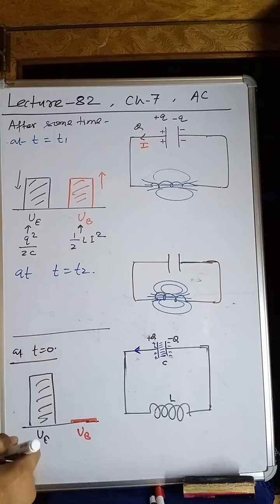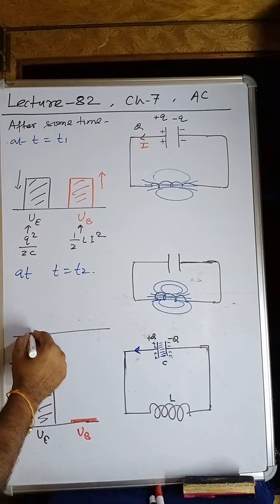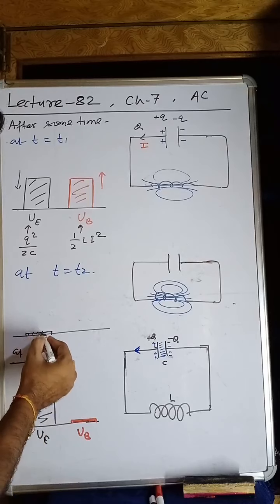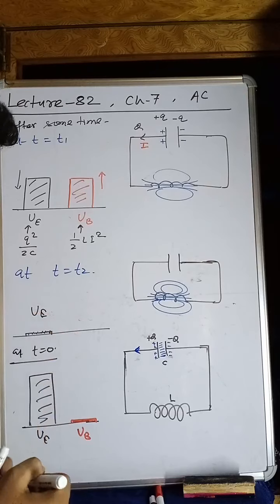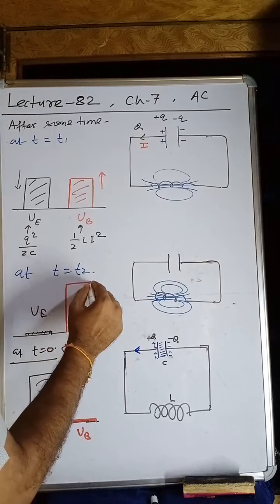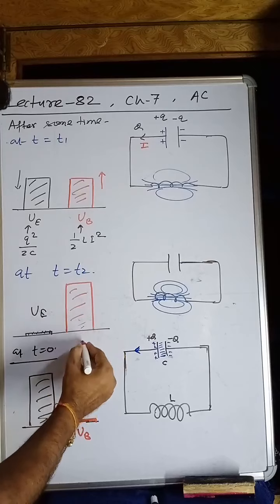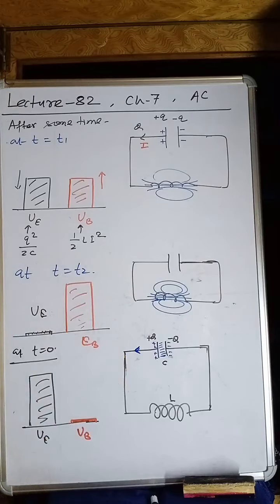This capacitor has very low energy. To represent this, I am showing it as very low energy in the capacitor, and this one is the energy in the inductor. It goes to its maximum value. This one, the energy in the inductor, is the maximum.